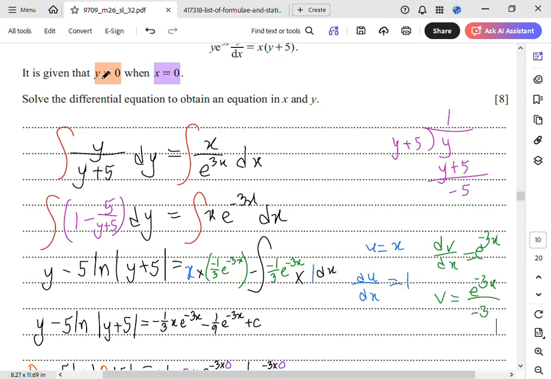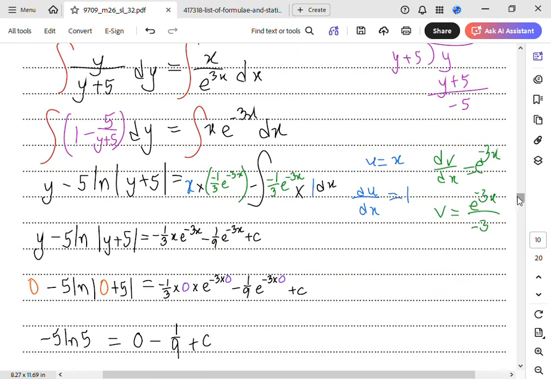And using the initial condition of y equals 0 and x equals 0, if I put those in, y equals 0 and x would also be equal to 0. So this becomes 0, this becomes minus 5 ln 5, this term becomes 0, so I'm left with minus 1 by 9 e to the power 0, which is just minus 1 by 9, plus c. So that means c is equal to 1 by 9 minus 5 ln 5, right?